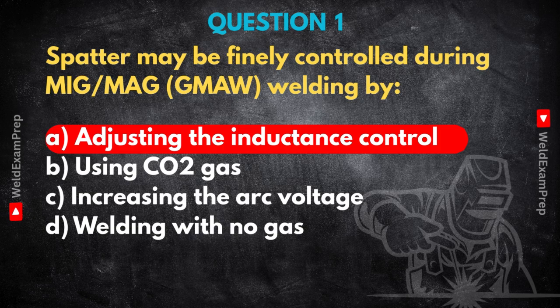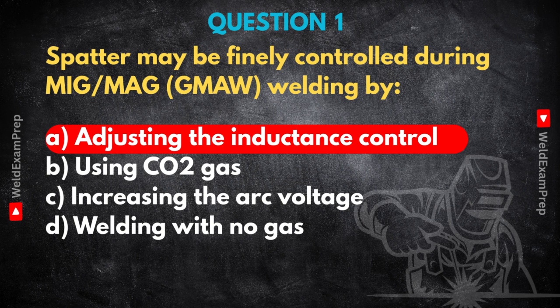Now, looking at the other options for fine control: option B, using CO2 gas. CO2 is common, sure, but it's actually known for producing more spatter compared to argon-rich mixes. Its arc is just more aggressive. So the opposite of control. Pretty much, it tends to increase it. Then C, increasing the arc voltage. Generally, that bumps up the heat input, can make the transfer more turbulent, and often increases spatter. The pool gets more agitated.